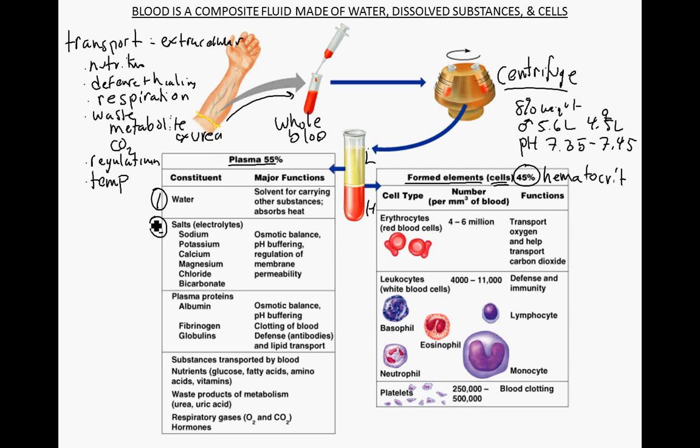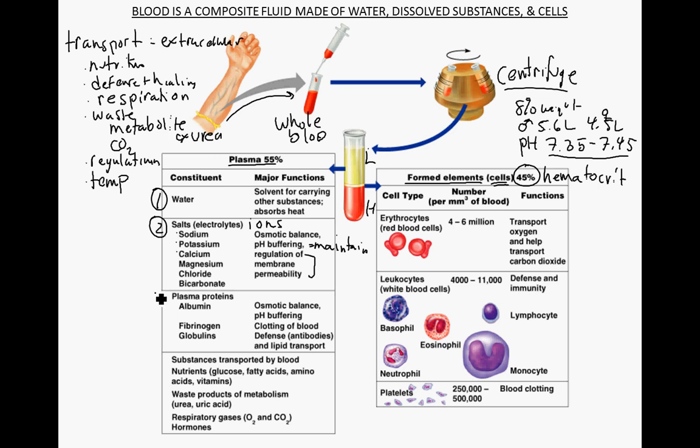So these electrolytes, also known as ions here, so this is your sodium ions, potassium ions, calcium, magnesium, etc. These are playing a role in osmotic balance, pH buffering. Buffering means to maintain a specific pH. So those ions are going to play a role in maintaining the 7.35 to 7.45. Regulation of membrane permeability, and we've been discussing this a lot in the nervous system and the special senses. When sodium ions move in or out of the cells, they're moving in or out of the cells and the blood as well.